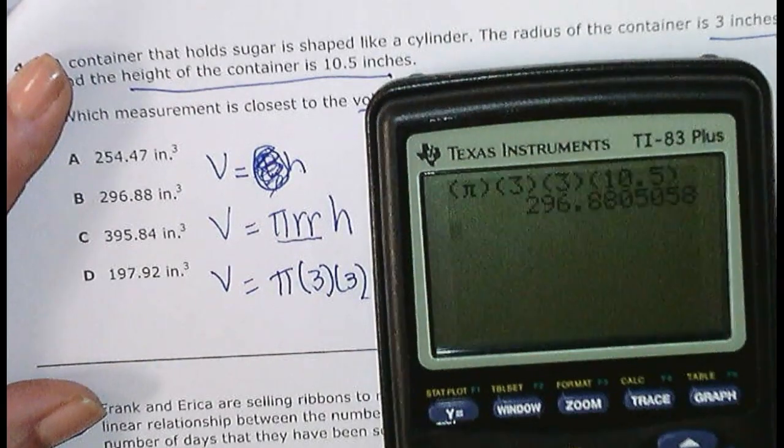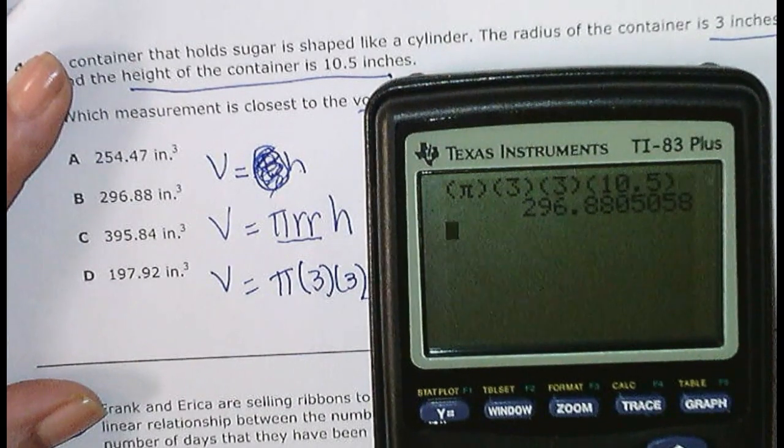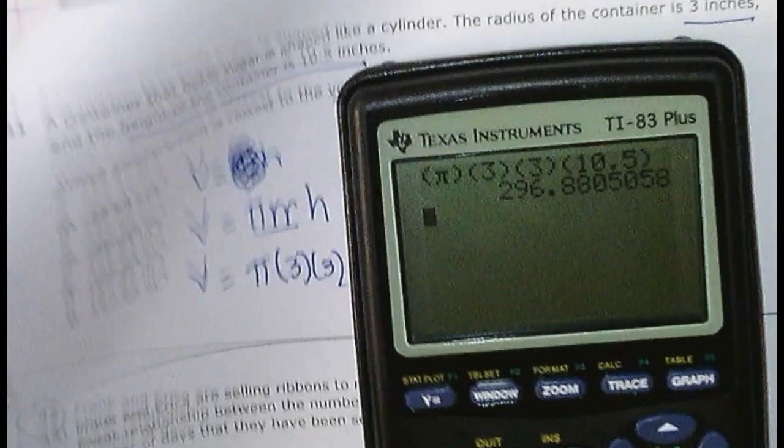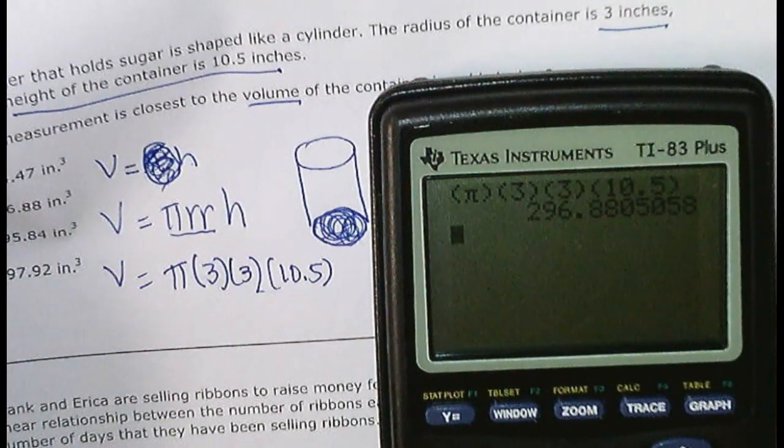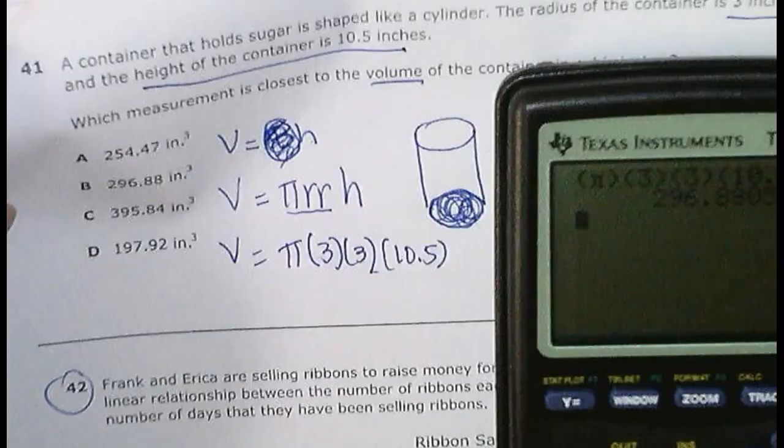I'm going to lift that calculator so you get a better view. Put parentheses around everything because it's all multiplying. Let me scoot that over just a tad. There you go. Push the enter button and got 296. I think you should pick B. Why not?